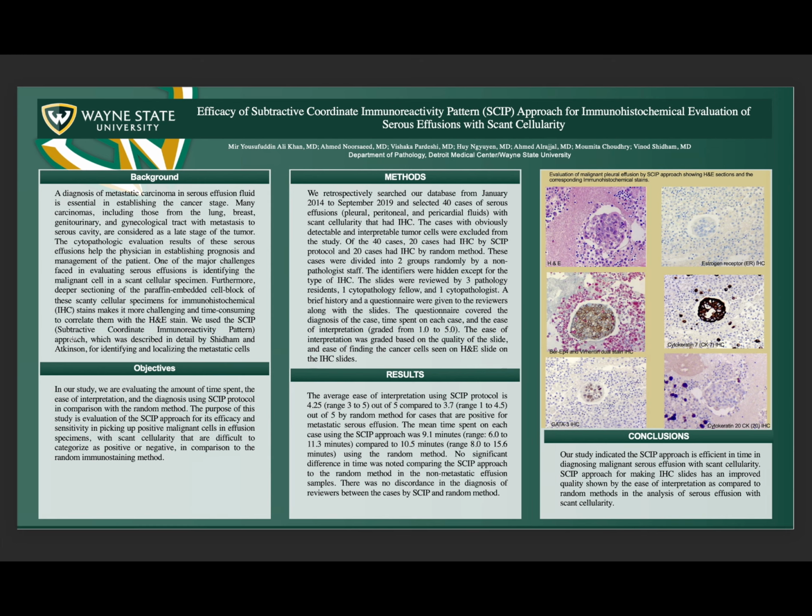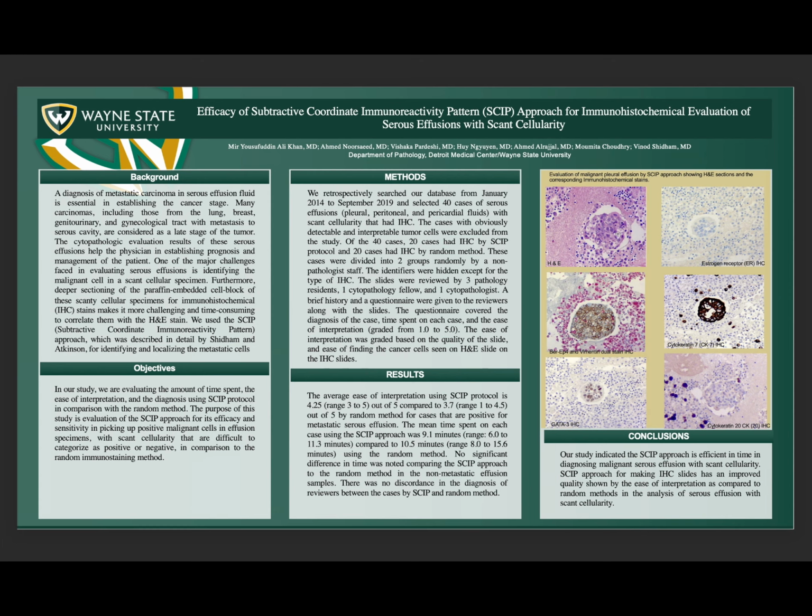We used the SCIP, which is a subtractive coordinated immunoreactivity pattern approach that was described in detail by Dr. Shidham and Dr. Atkinson for identifying and localizing the metastatic cells. So SCIP approach allows construction of a topographic map clock to clock position of various components in the specimen. In simpler words, when two or more slides are made that include hematoxylin and eosin stains, and the following slides, they will have the cells at the same location of the slides when we put it under the microscope.